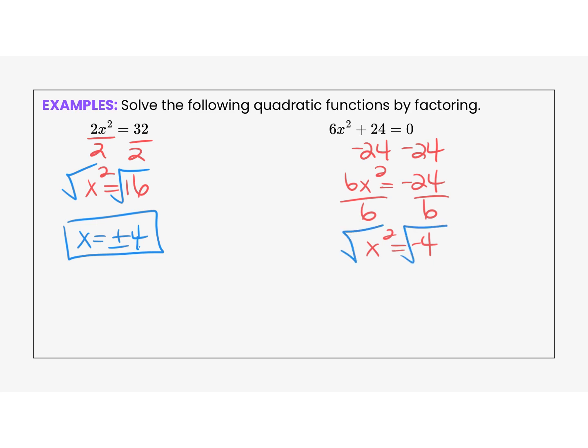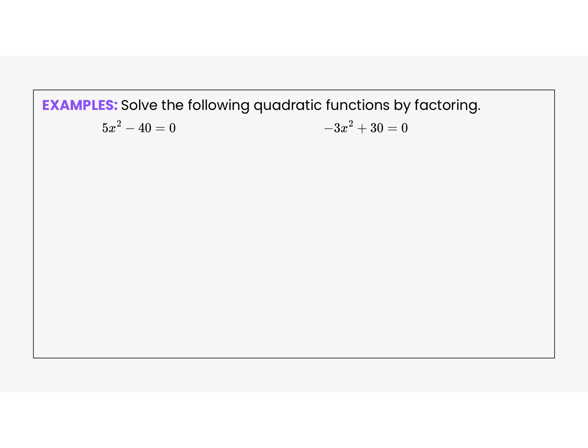What you should know is that anytime we square something, we get a positive value. So a negative times a negative is a positive, and a positive times a positive is a positive. So when I try to take the square root of negative 4, it's not possible. So the answer to this is that there's no solution. Okay, I cannot take the square root of a negative value.